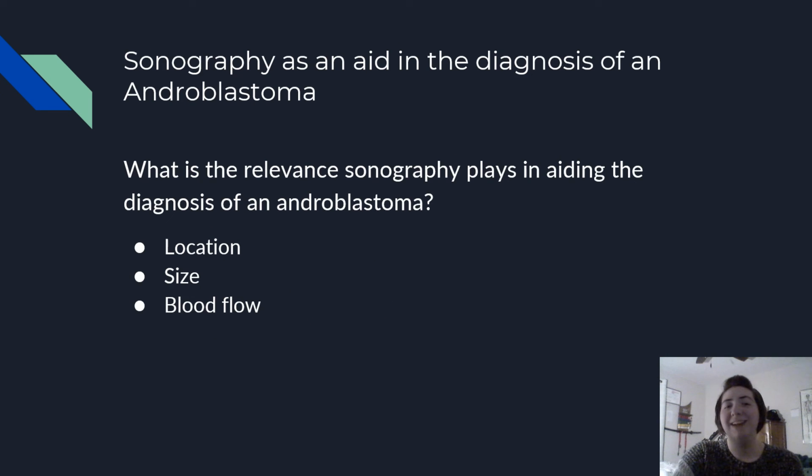Sonography aids in diagnosing an androblastoma or any other tumor by locating where the tumor lies and determining the size of it by using calipers for measurement. It also can show if the tumor has blood flowing to it or not. Location, size, and blood flow are very important in determining if the tumor is benign or malignant, and at what stage it is at during the sonographic exam.